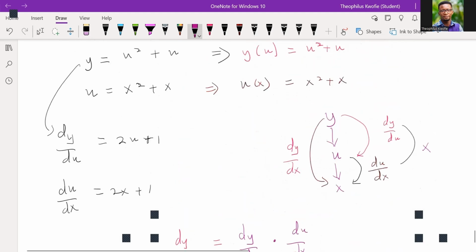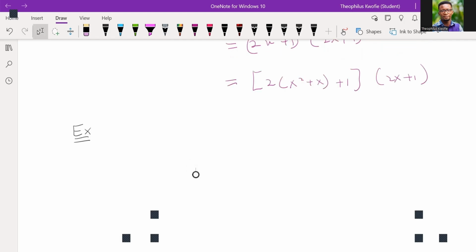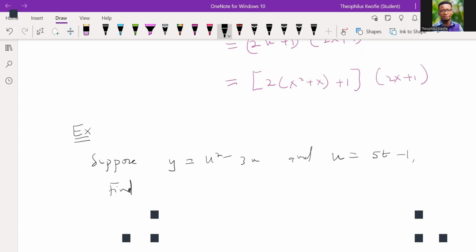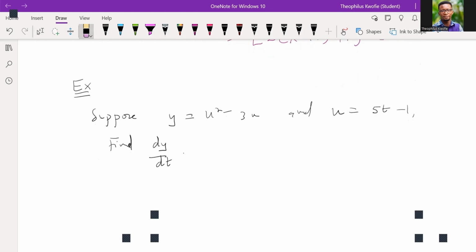It's getting interesting, right? So let's solve one more example on this, and I know you would like it. Let me give another interesting function. Suppose y equals u squared minus 3u, and u is equal to 5t minus 1. How do we find our dy/dt? How do we do that?